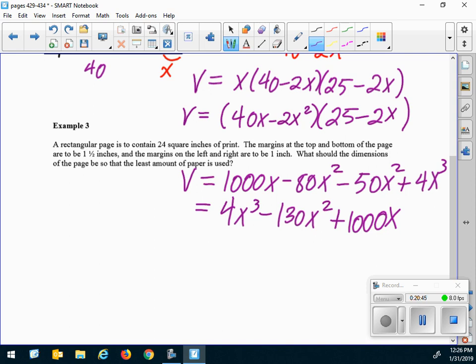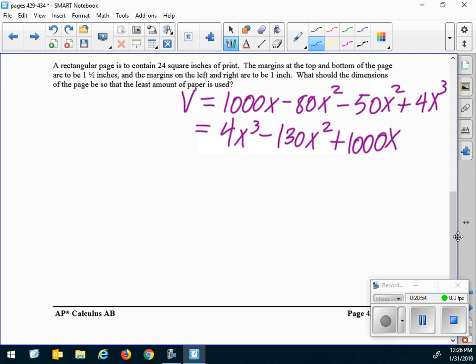Hold up. No, sir. That's a rewrite. That's just simplifying, combining like terms. V prime. What's V prime? Keep going.